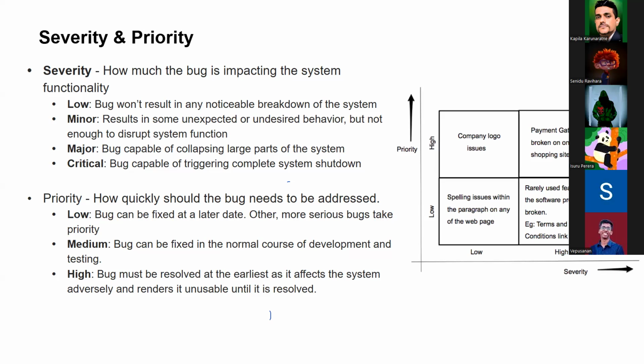To report a defect, there are certain criteria we need to tell: the description, steps to reproduce, actual result, expected result, the environment you tested in, its severity, and its priority. All these things you have to report.